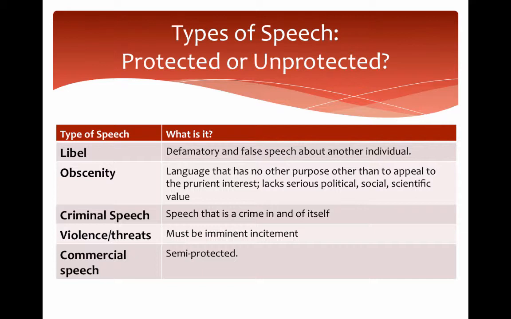Obscenity. Language that has no other purpose other than to appeal to the prurient interest or lacks serious political, social, scientific value. That is unprotected, and we will spend some time talking about what this prurient interest is and what it means to lack value. Criminal speech. There are certain things that you can say that are crimes in and of themselves. The type of thing I'm talking about is a conspiracy to commit murder. The speech that is part of the elements of that crime is a crime in and of itself. To talk about how you're going to commit murder is a crime. So that is not protected. Violence and threats that are imminent and incitement are not protected. And then we have this commercial speech, and we'll spend a few cases on commercial speech, but it is entitled to some protection, just not the type of protection political speech would be entitled to.